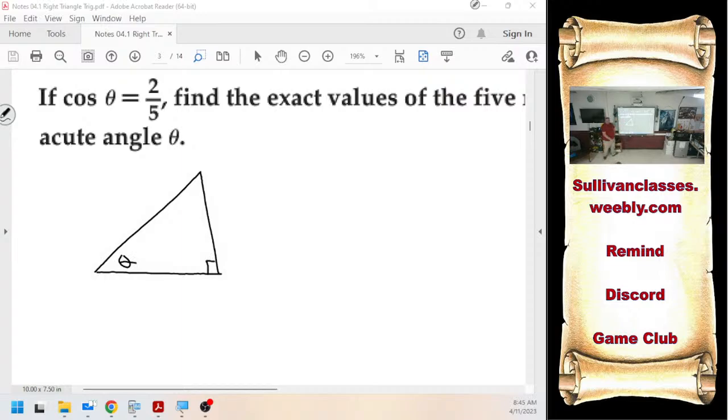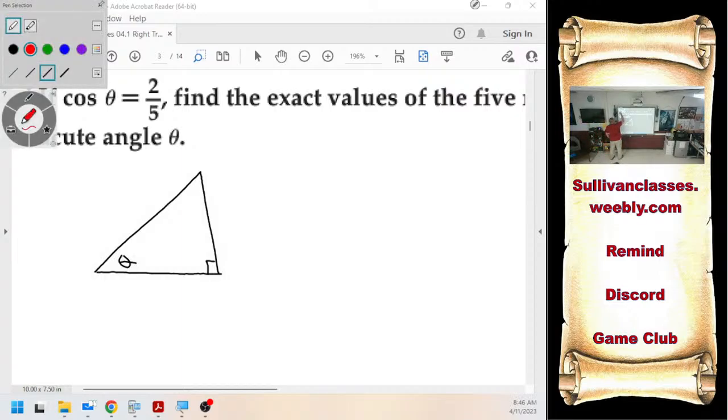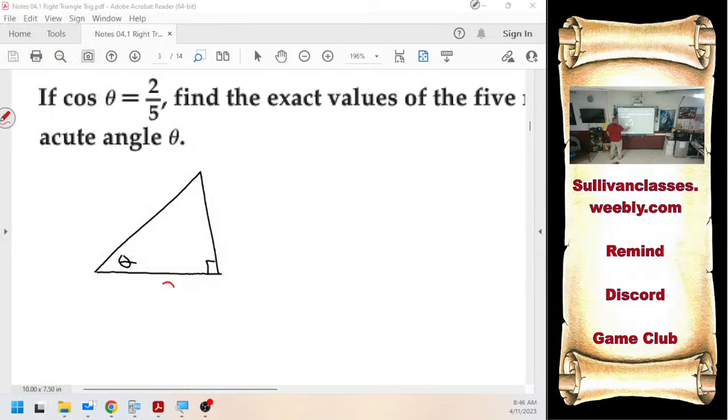I'll throw theta in the corner. Okay? Now, they told me what cosine was. If cosine is 2/5 and cosine is adjacent over hypotenuse, they just told me two of the sides. I know that the adjacent is 2, the hypotenuse is 5. And then they say, go find everything else.